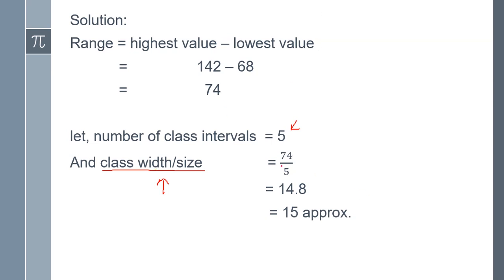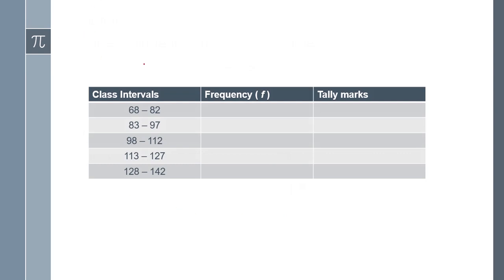So 74 is the range. When the range is divided by the number of class intervals, we get the class width or class size for the data set. So 74 divided by 5 gives 14.8, and 14.8 is a decimal, so we approximate 14.8 to 15. So you can see that our class size or class width is 15. Now moving towards the table, filling up the column for the class interval, our class size is 15.